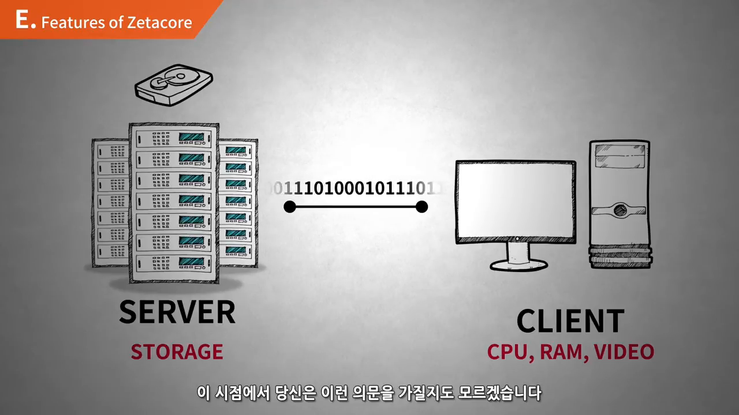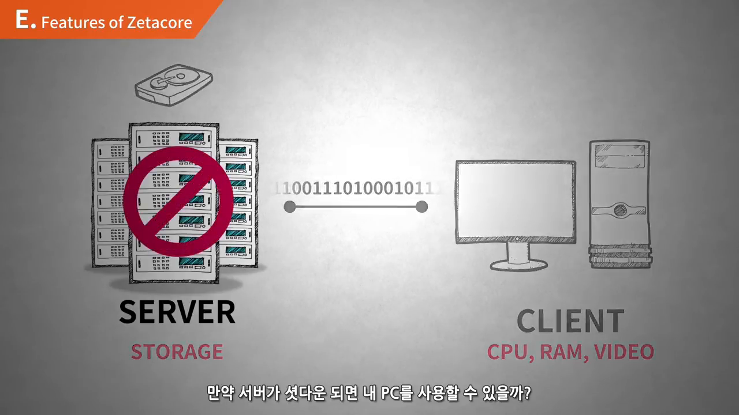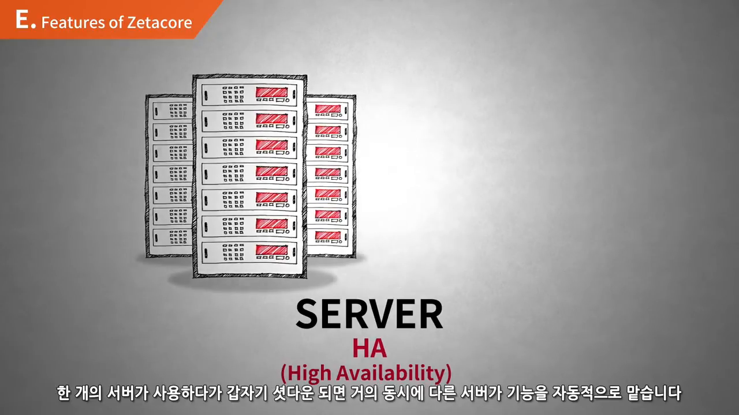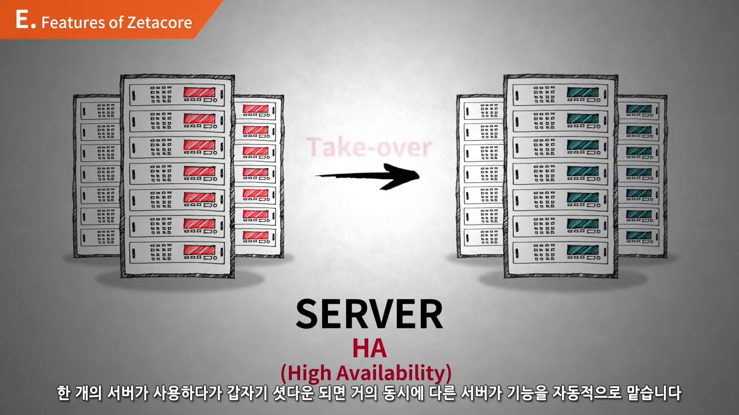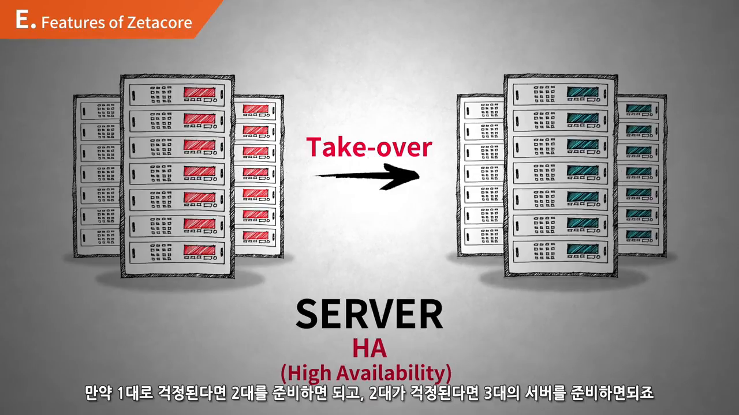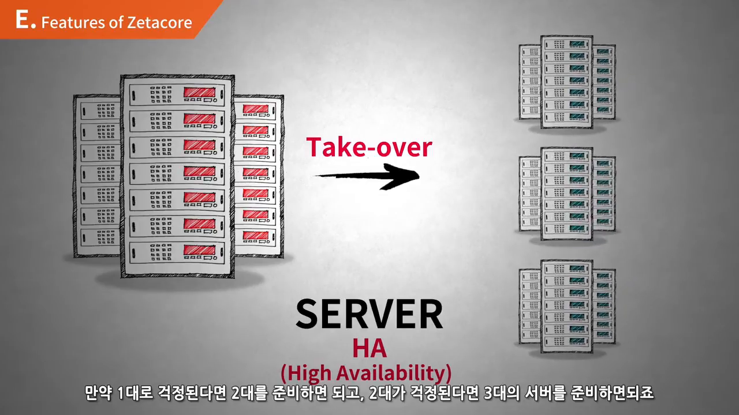So at this point, you may have the following question, which is, if the server accidentally shuts down, can I still use my client PC? For such circumstances, we have also prepared for server redundancy with high availability for your convenience. If one server suddenly shuts down, the other server automatically activates the failover function almost instantly. If you're worried about a single server, we can provide a second backup server. If you're still worried about the second server, we can also provide a third server.